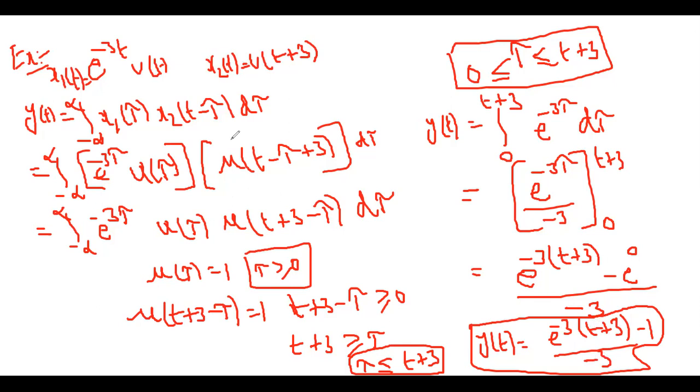So see here: 1 minus e power minus 3 into t plus 3, by 3. We got e power minus 3 of t plus 3 minus 1 by minus 3. Now t is greater than or equal to minus 3. So y of t is equal to 0 for t less than minus 3. You take only the values greater than minus 3. Okay, my dear students.